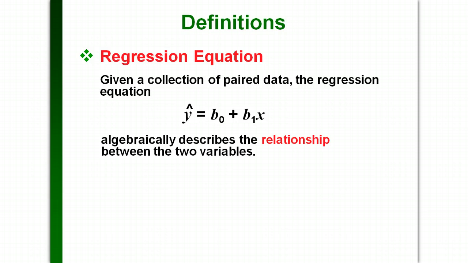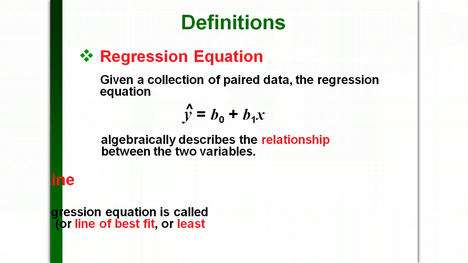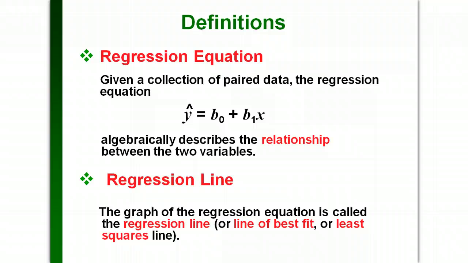an algebraic line, like mx plus b. Instead of using m, we're using this b1, and this b naught represents the y-intercept. This is going to describe an equation that describes the relationship between the x and y variable. You'll hear me refer to it as the regression line mostly, but sometimes I'll call it the line of best fit or the least squares line, which we'll get into later.